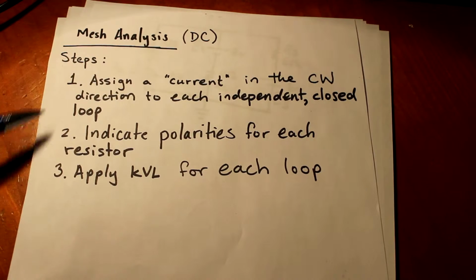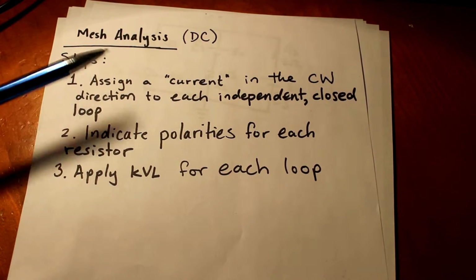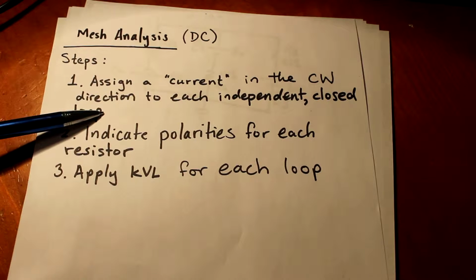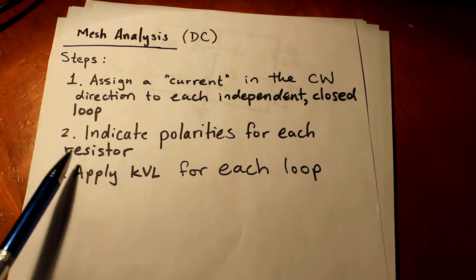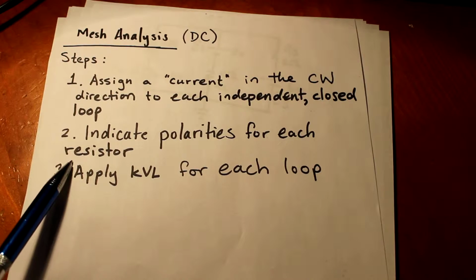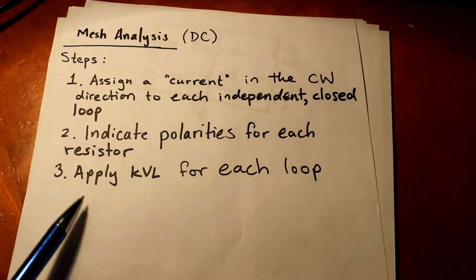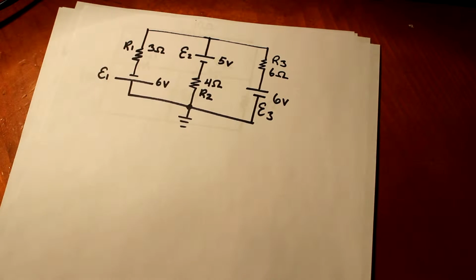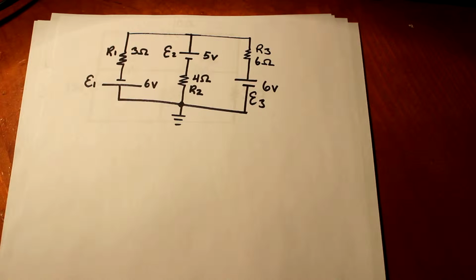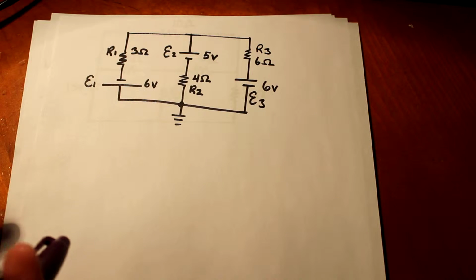So there's three steps. First one is to assign a current in the clockwise direction for each loop. The second one, indicate the polarities for each resistor. And number three, apply KVL for each loop. So we'll do a quick example and you'll see that it's very simple once you get the hang of it. Maybe a little bit of a learning curve, but nothing too major. It should be quite intuitive and something that once you figure this out, you should be able to do just about any mesh problem.